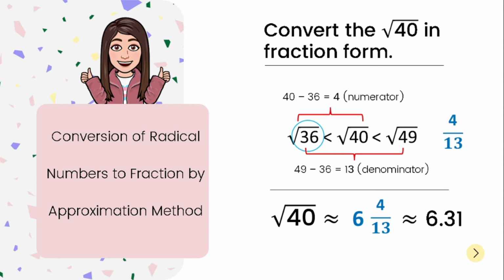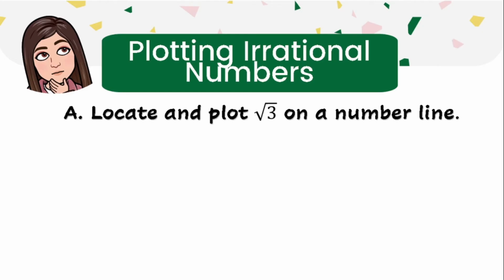With that, we may now proceed to our main agenda for today, which is to plot irrational numbers. Letter A. Locate and plot the square root of 3 on a number line. Step number 1. Find the two consecutive perfect square integers between which the given number lies. 3 lies between the two perfect squares 1 and 4.